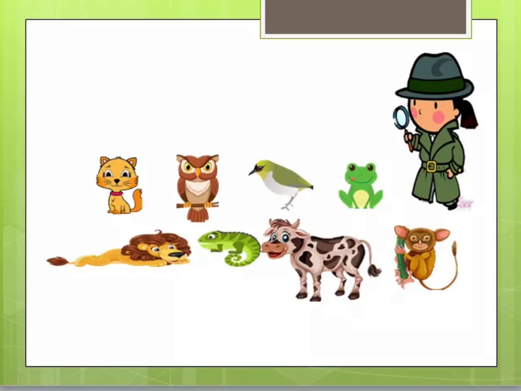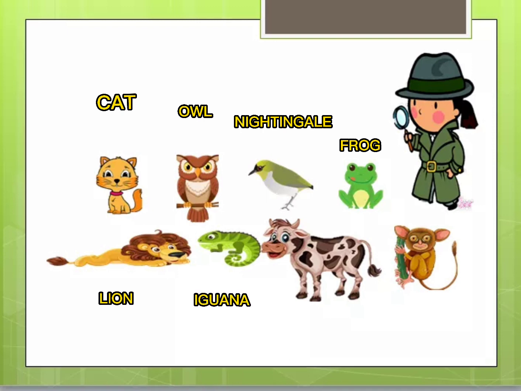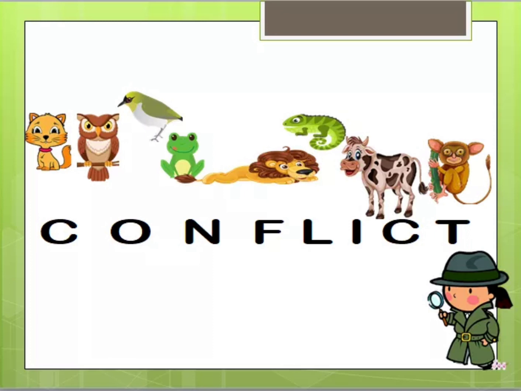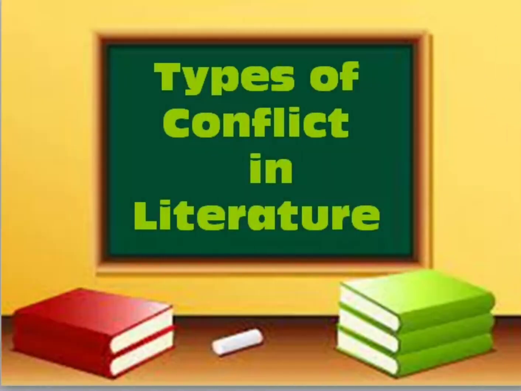Did you find these animals? We have cat, owl, nightingale, frog, lion, iguana, cow, tarsier. Try to get the initial letters of these animals. What do you think is the secret word? You got it right! The word is conflict. You're so amazing! There you are! So, our topic is types of conflict in literature.